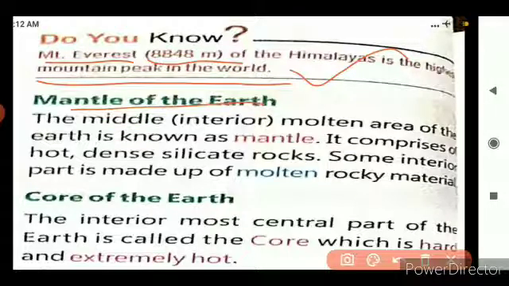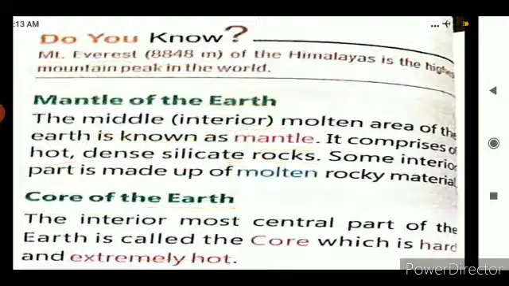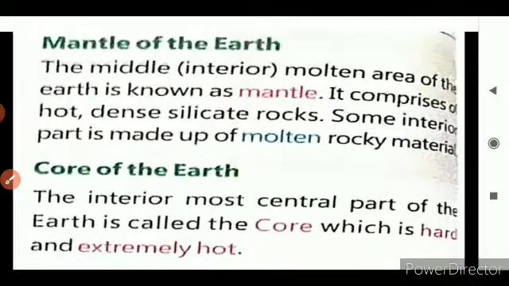The next one is mantle. Just now I told you. The middle interior molten state is mantle. It comprises hot, dense silicate rocks. Next one is core. What is the core? The interior-most central part of the earth is called core, which is hard and extremely hot. How will it be? It will be very, very hot.